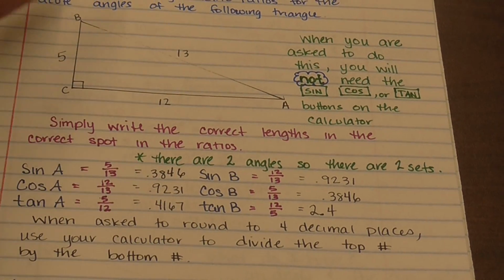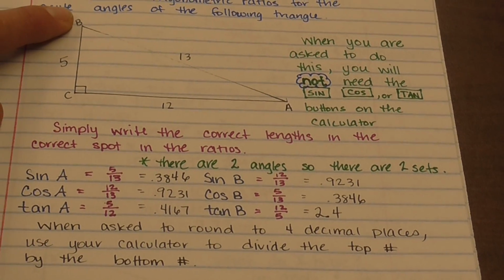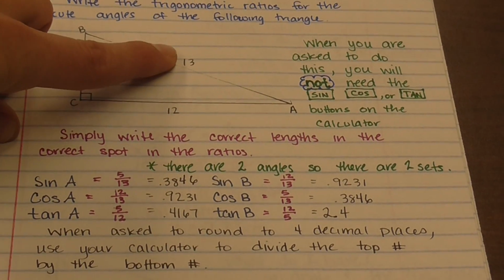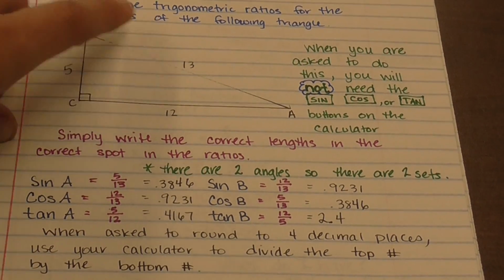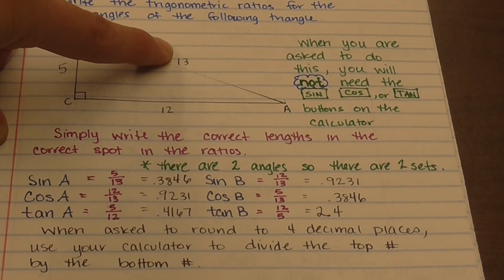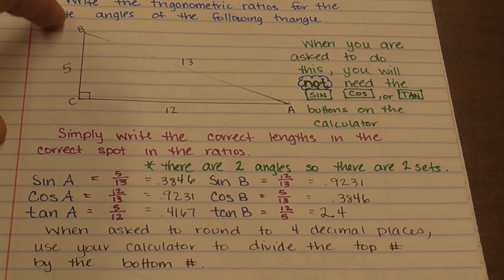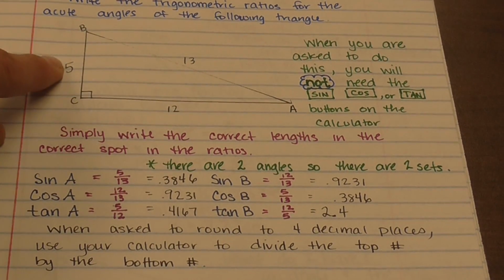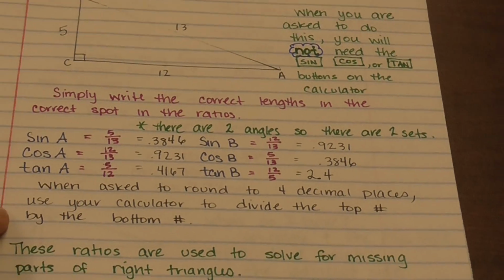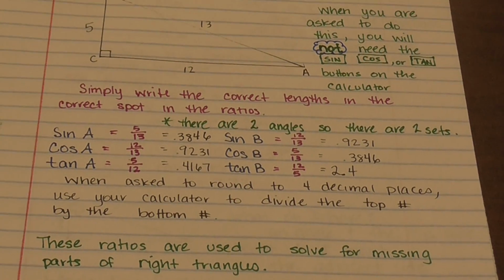Once I'm done with angle A, I'm going to move up here and let angle B be the important angle. The sine of B is going to be opposite over hypotenuse, or 12 over 13. Cosine of B is adjacent over hypotenuse, which is 5 over 13. And tangent of angle B is opposite over adjacent, which is 12 over 5. So again, you're going to be asked to round to the 4 decimal places.